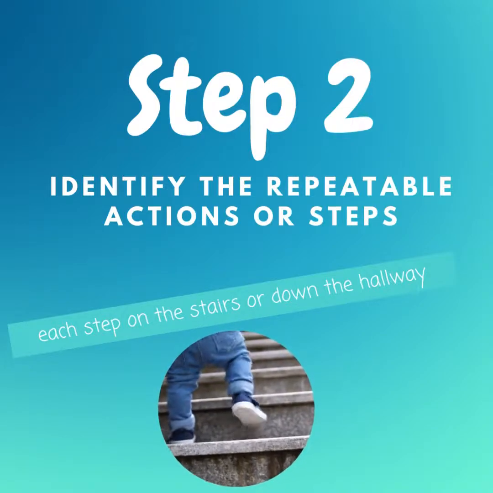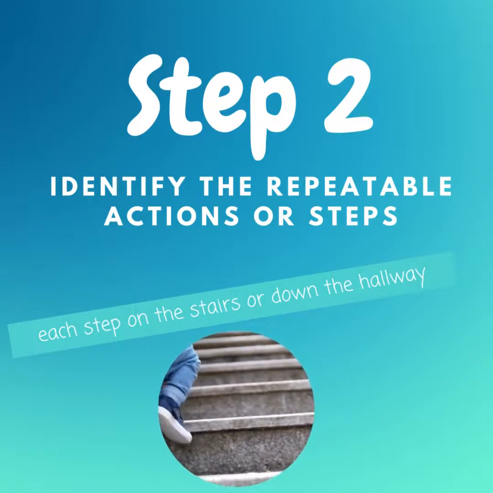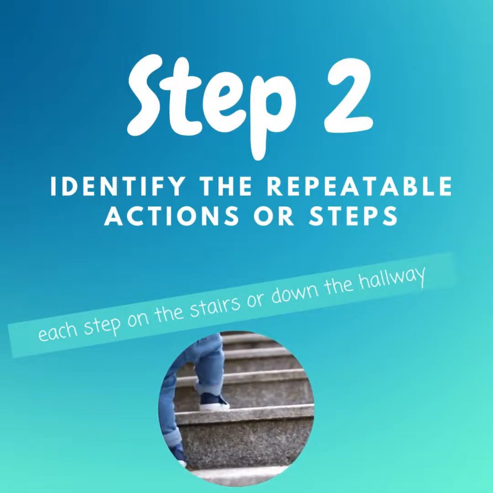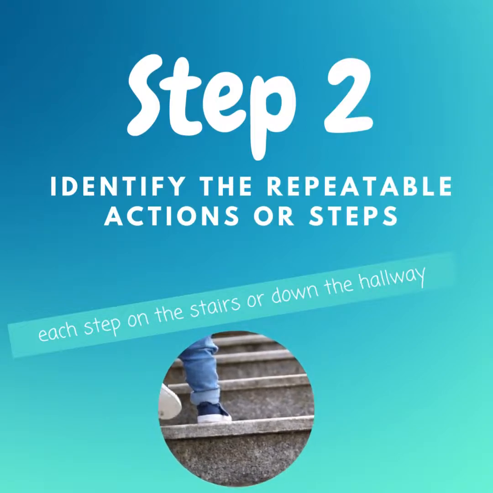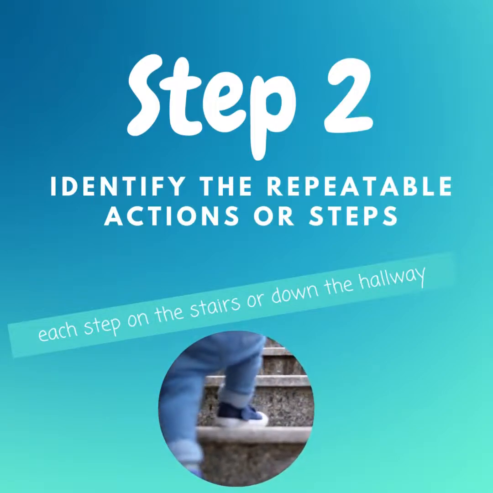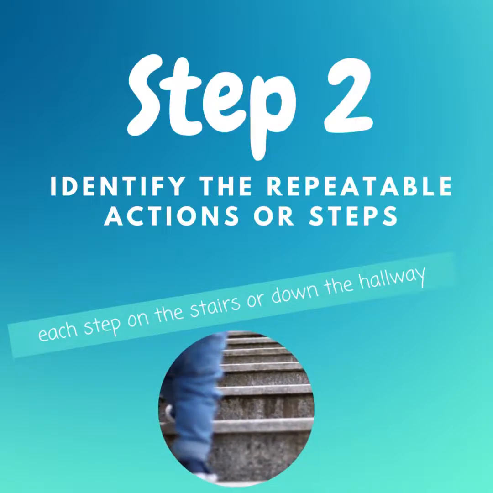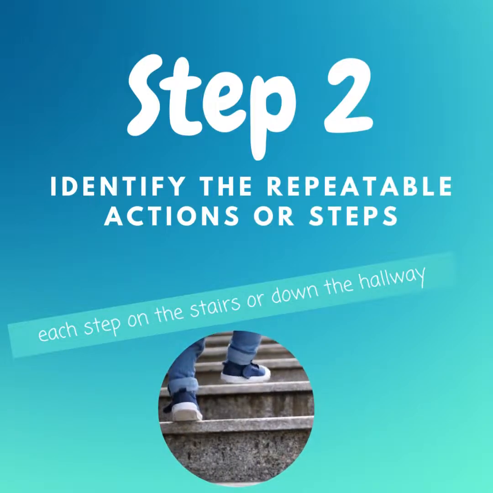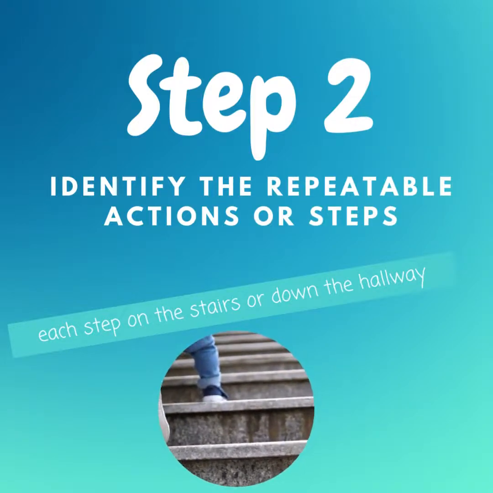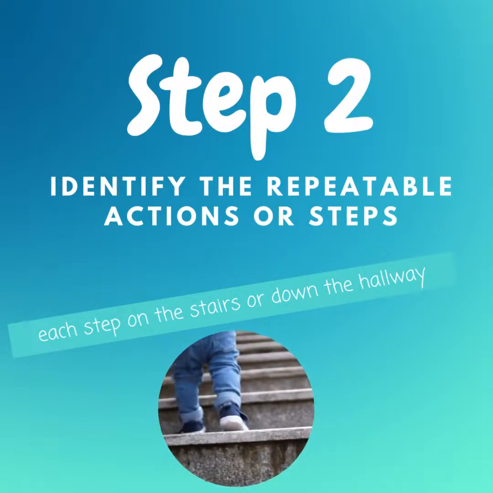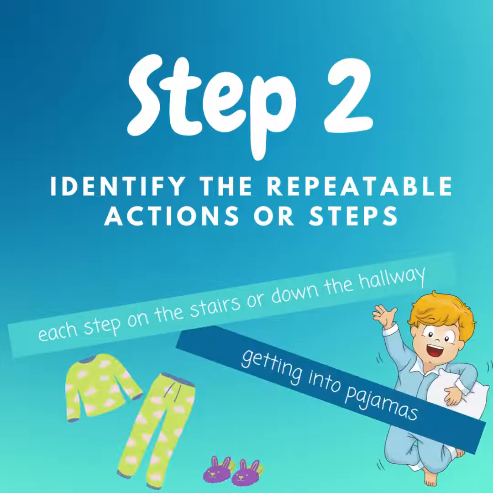Step 2 then is to look at that routine, all the things you do in the routine, and identify some repeatable actions or steps, something that gets repeated over and over again. So here are some examples. Just walking up the stairs on the way to bed or down the hallway. The actual movements and the steps can be used when paired with a speech practice word or sound or phrase. That can be your speech practice. There's more repeatable action in getting into the pajamas. So getting undressed and also getting pajamas on. There's a lot of repeatable actions as each body part gets undressed and dressed.